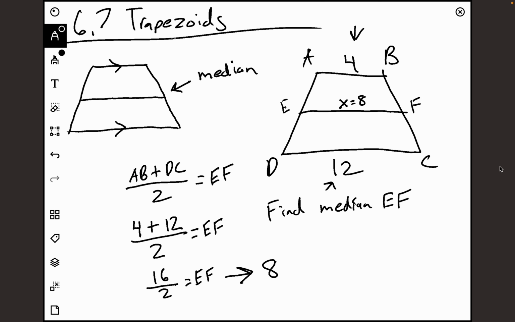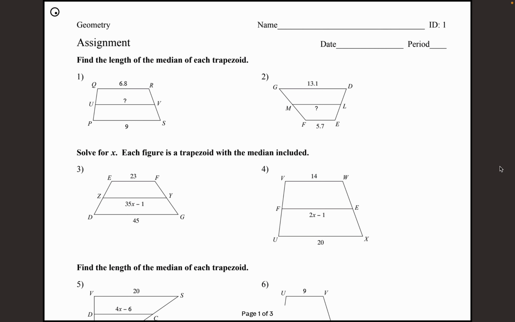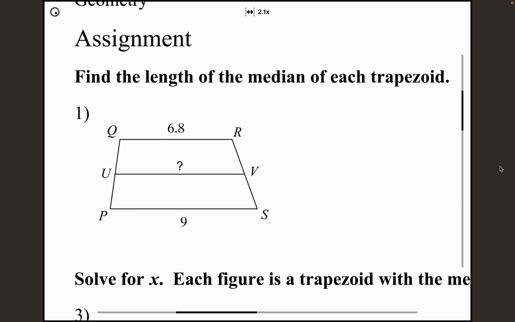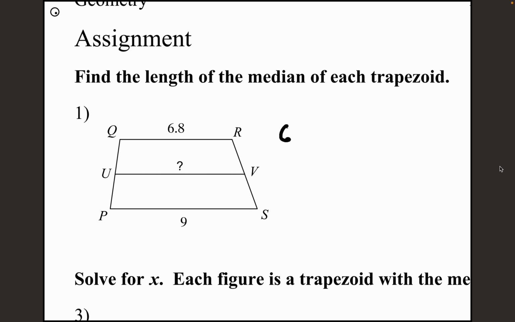So let's go ahead and look at some example questions that we will have today. And sometimes they're going to have decimals. So if we look at the very top question, it says find the length of the median of each of the trapezoids. Okay, so that top value and the bottom value are going to be added together and divided by 2 to find the median. So UV is going to be our median. So what we're going to do is 6.8 plus 9 divided by 2 to find our value of UV. So let's do 6.8 plus 9.